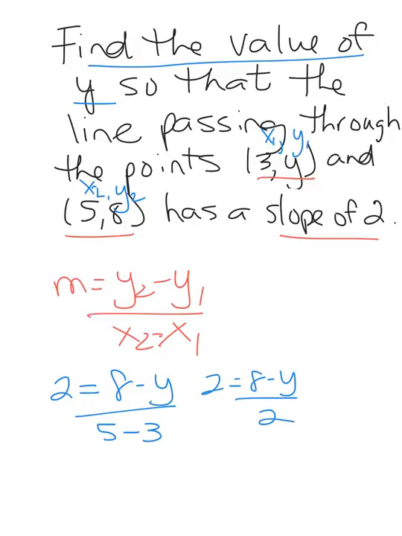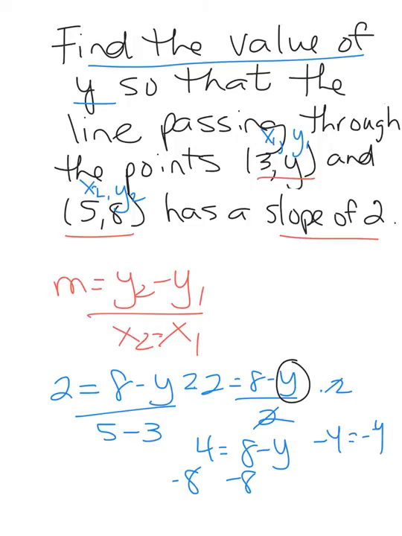I'm trying to solve for y, so I need to get y by itself. So I'm going to multiply both sides by 2, which gives me 4 is equal to, and this will cross cancel, 8 minus y. Bring my 8 to the other side, and negative 4 is equal to negative y. I don't want negative y, I want positive y. So if I divide both sides by -1, I have y is equal to 4, which is my final answer. That is the value of y in this problem.